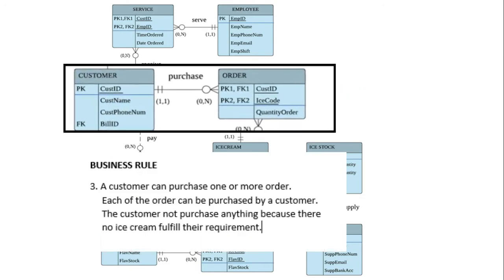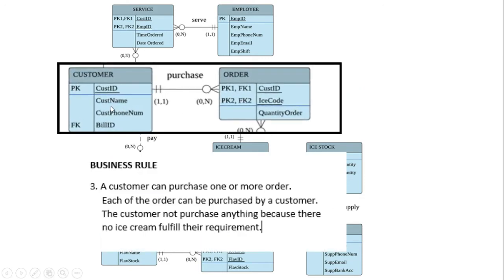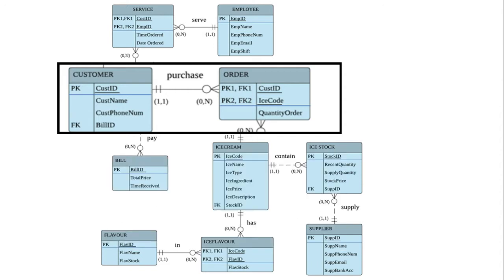A customer may purchase one or more orders or may not make any purchase. Each of the orders may be purchased by a customer. The customer does not purchase anything because no ice cream fulfills their requirement.